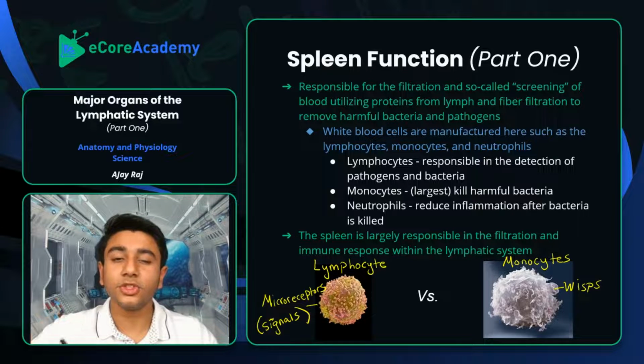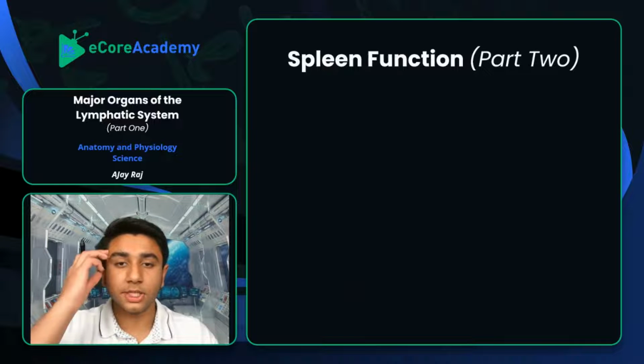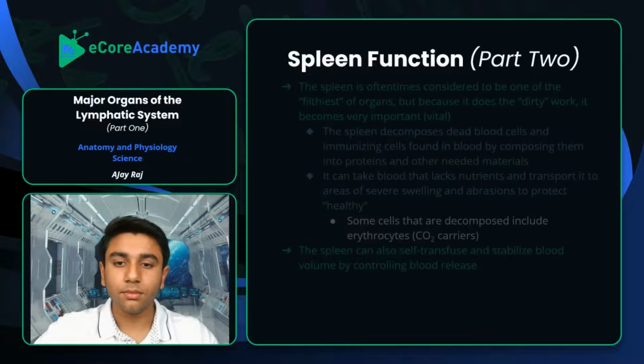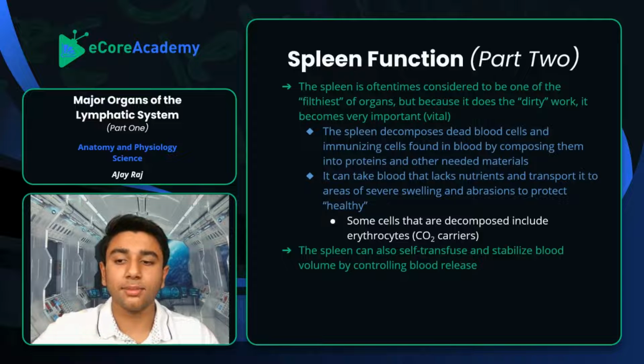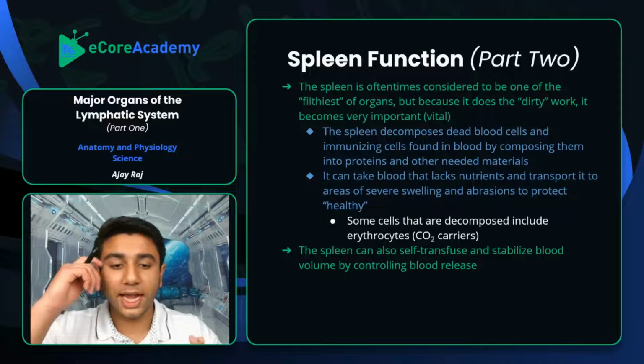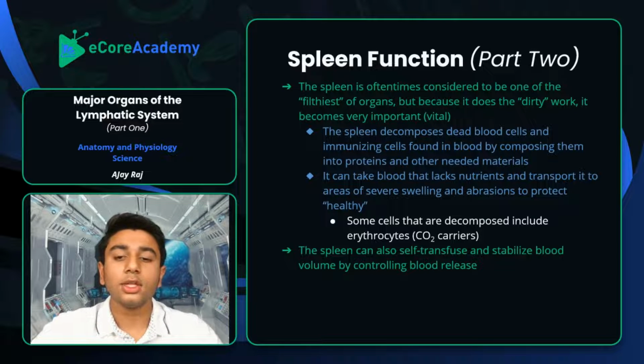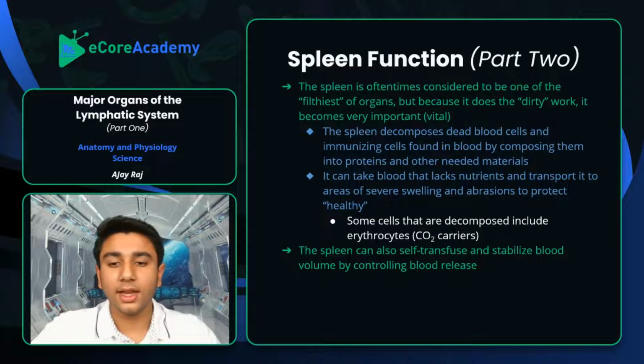All right, now let's move on to spleen function part 2, and we're going to look at some other responsibilities of the spleen. So, the spleen is oftentimes considered to be one of the filthiest organs, but because it does the dirty work, it actually becomes very important to the entirety of the body, not just in the lymphatic system, but every other system essentially, because everything's affected by lymph and blood, and it affects other systems and their own processes as well.